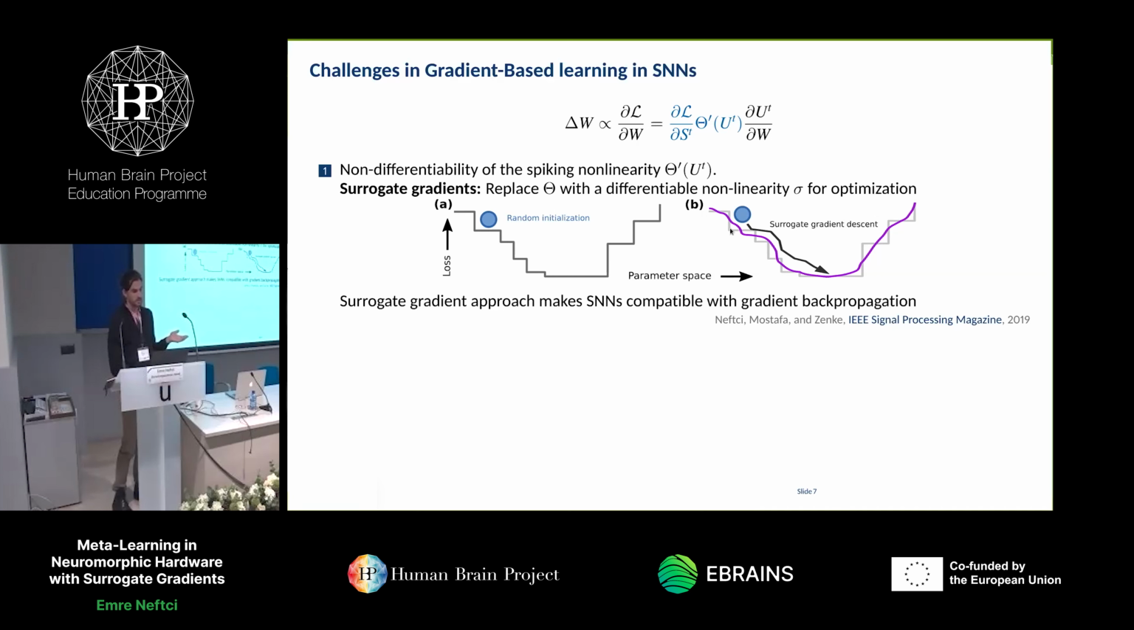But what we do with the surrogate gradients is that we define this network whose loss function is hopefully on top of the other one. And this allows the ball to roll down the landscape in a similar way to what we would hope here. This approach, therefore, makes these spiking neural networks compatible with gradient backpropagation.